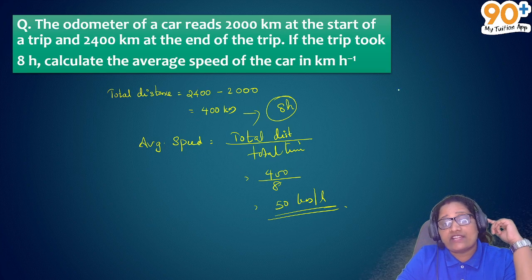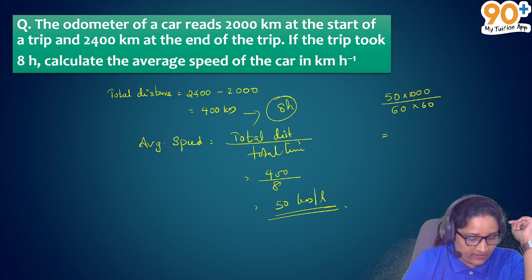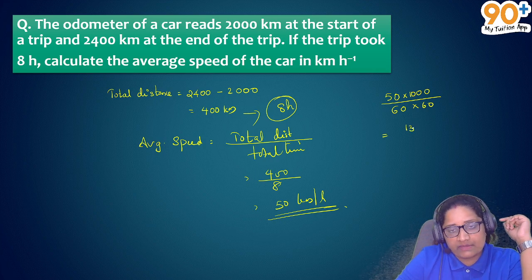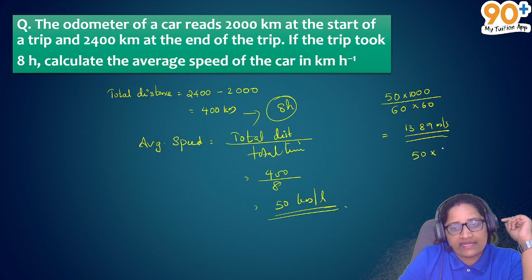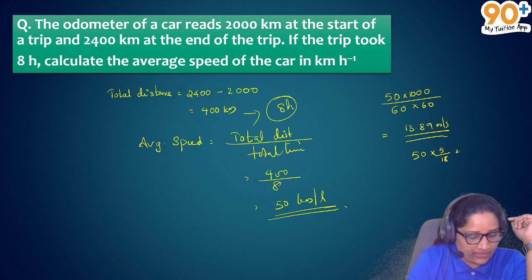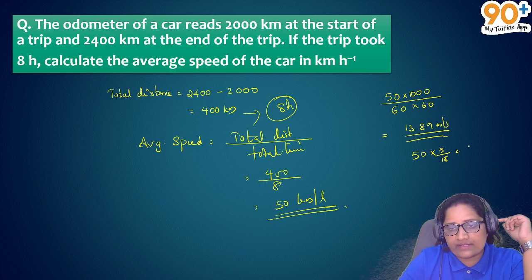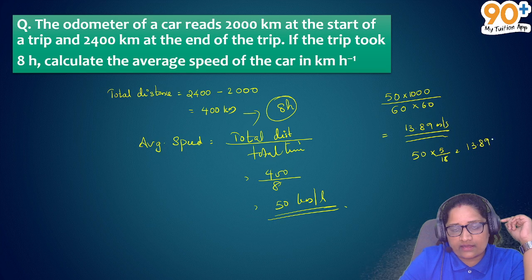So if you want to convert it into meter per second, how to do? 50 into 1000 divided by 60 into 60. How much? 13.89 meter per second. Otherwise, 50 into 5 by 18. Let me check once more. Correct. 50 into 5 by 18, 13.89 meter per second.